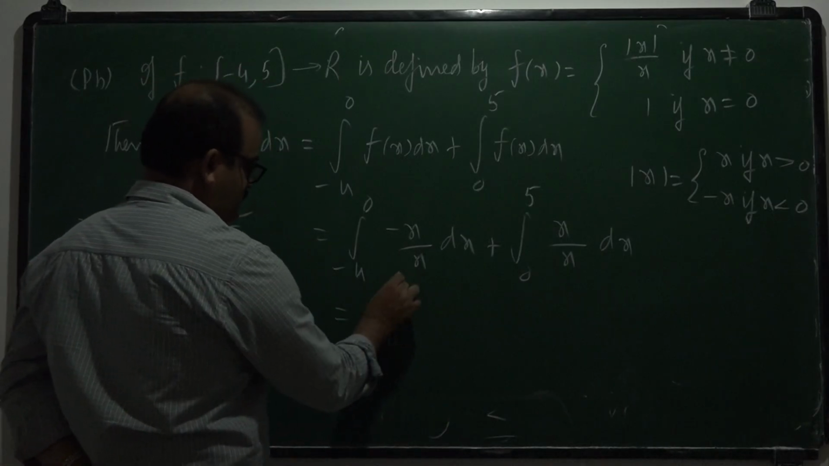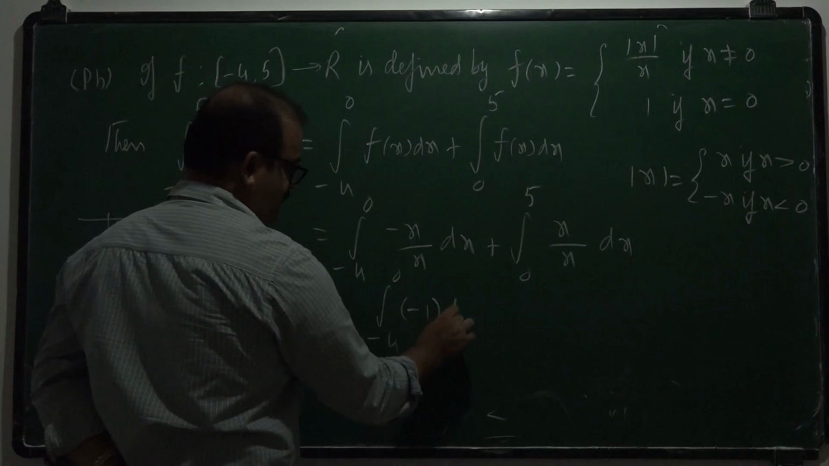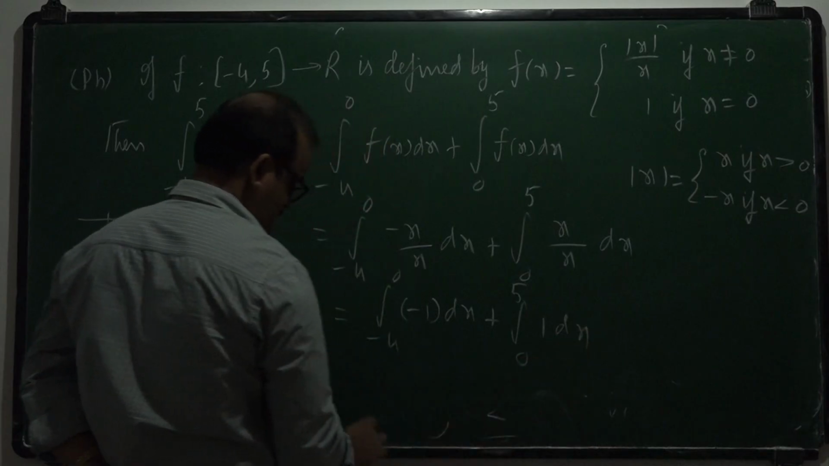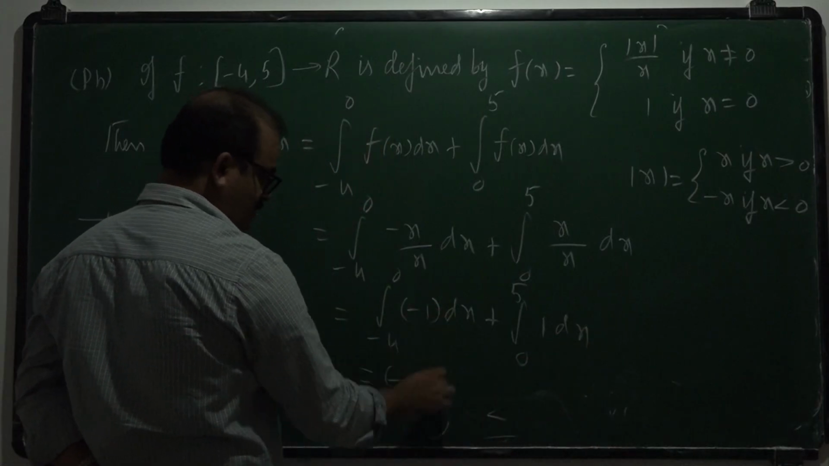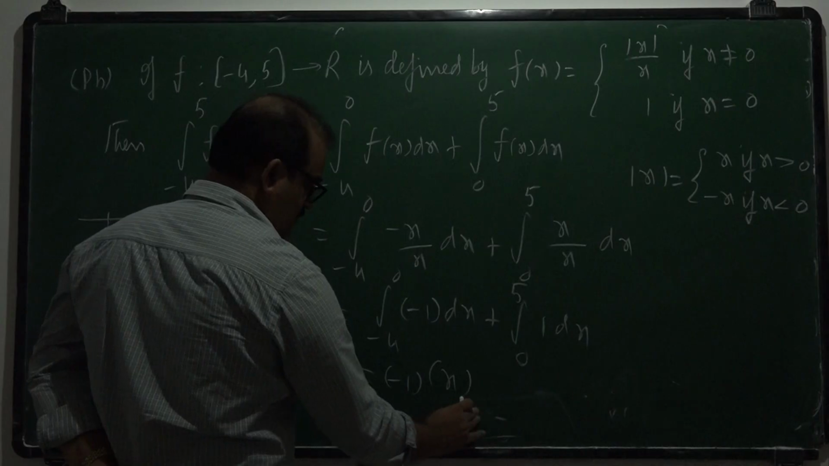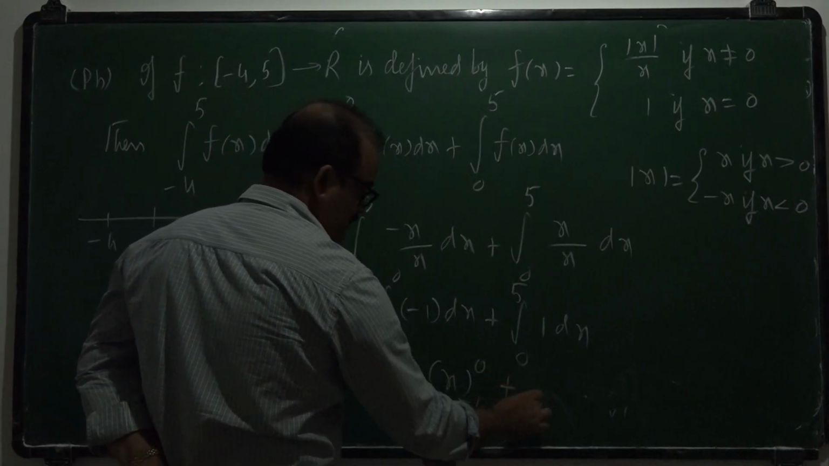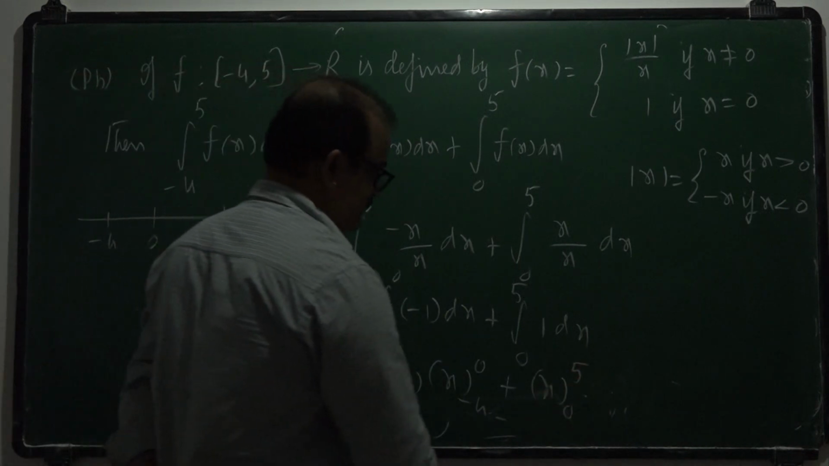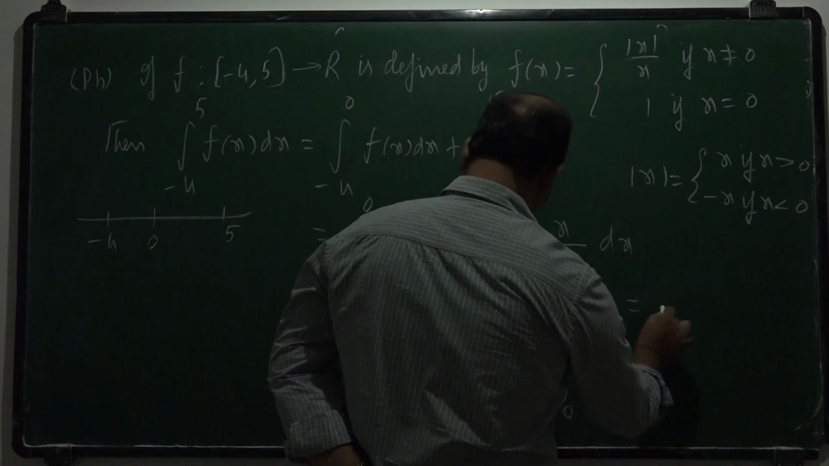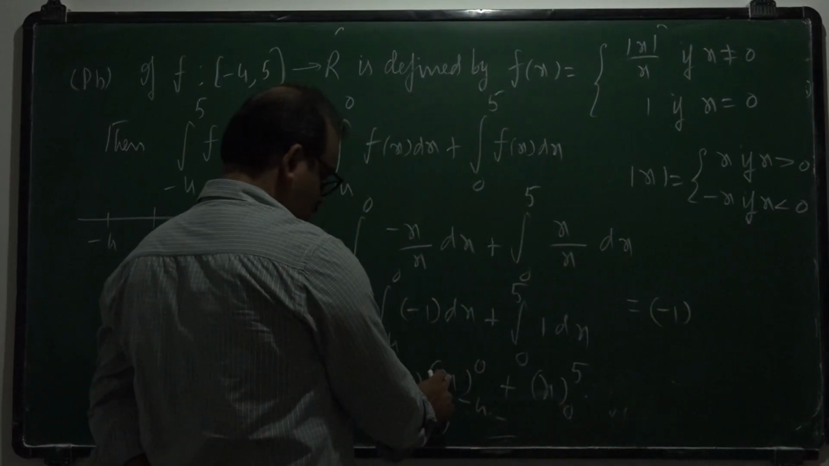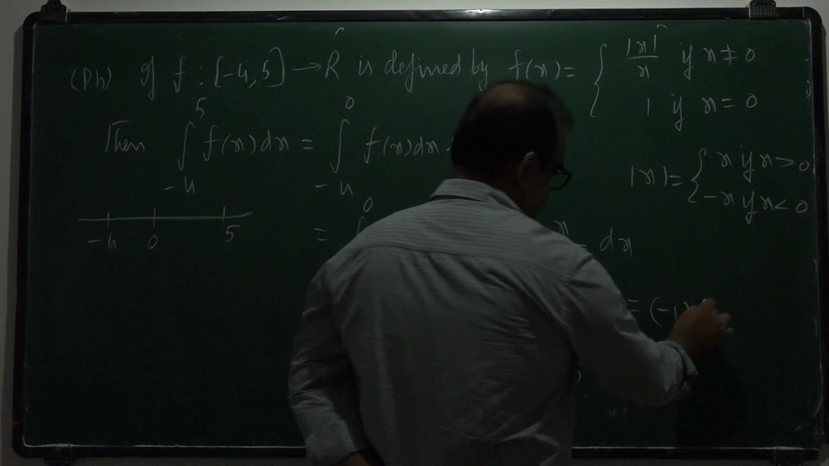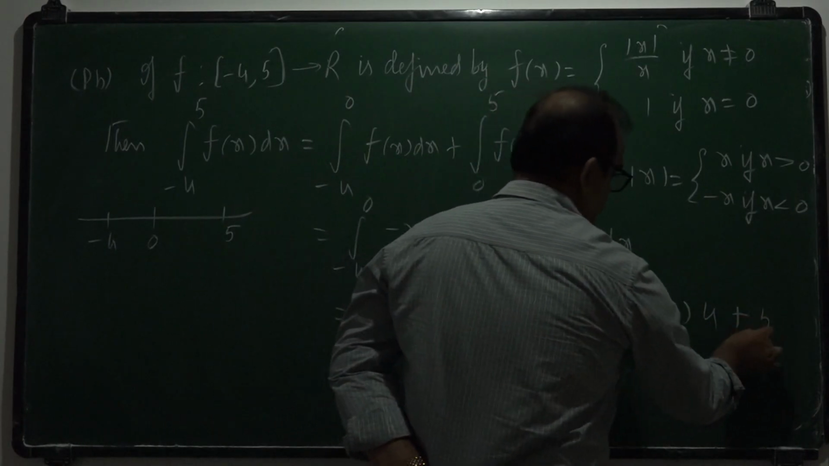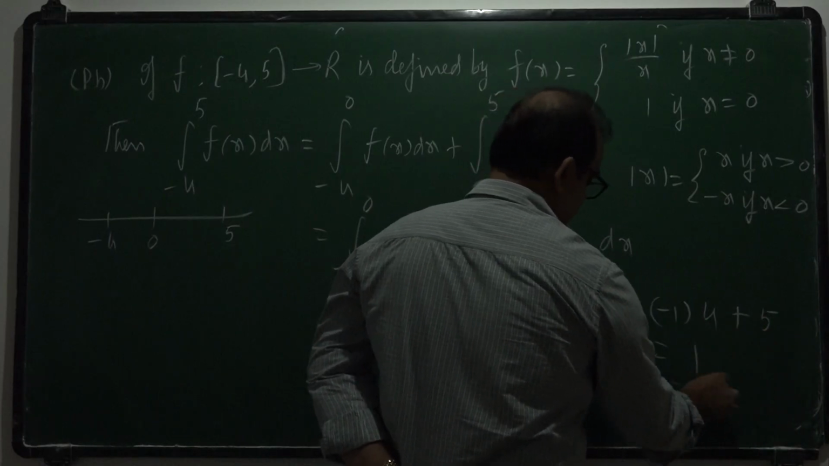Integral minus 4 to 0, x cancels, minus 1 into dx, plus integral 0 to 5, plus 1 into dx. Minus 1 into integral 1 dx, that is x, between minus 4 to 0, plus x between the limits 0 to 5. Apply the limits: minus 1 into 0 minus of minus 4, that is plus 4, plus 5 minus 0, that is 5. Minus 4 plus 5 is 1.